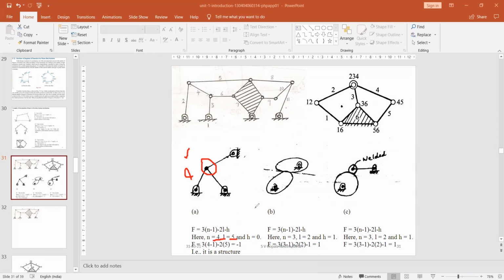Now you should substitute these values in our fundamental equation. F equals 3 into (L minus 1) minus 2j minus h. The h value is 0 here, as there is no higher pair. So F equals 3 into (4 minus 1) minus 2 into 5 which is minus 1. What you should achieve here is minus 1.